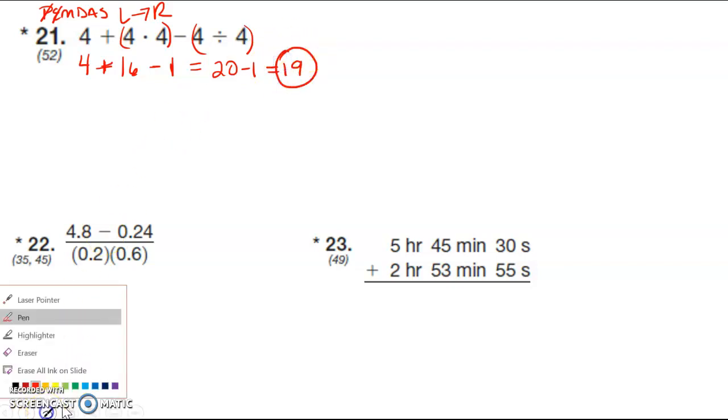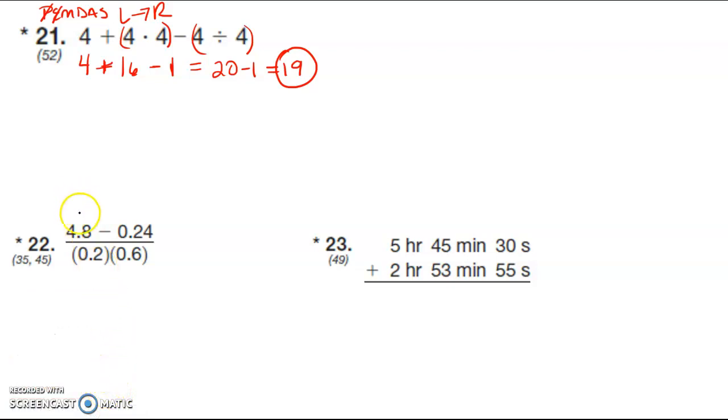All right, let me change colors here. So here I have 4.8 minus 0.24 divided by 0.2 times 0.6. If we PEMDAS this, we're going to do our multiplication at the bottom first. So 0.2 times 0.6 is 0.12. And then so we know what we're dividing, we actually have to do this operation.